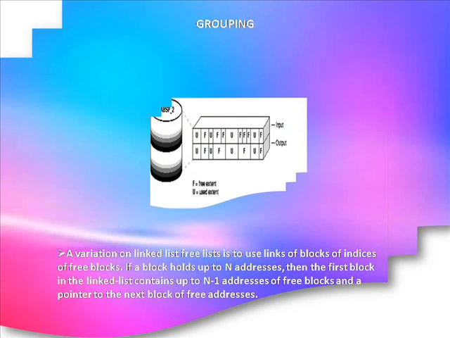Grouping. A variation on linked list. The free list links blocks of indices of free blocks. If a block holds up to n addresses, then the first block in the linked list contains up to n-1 addresses of free blocks and a pointer to the next block of free addresses.